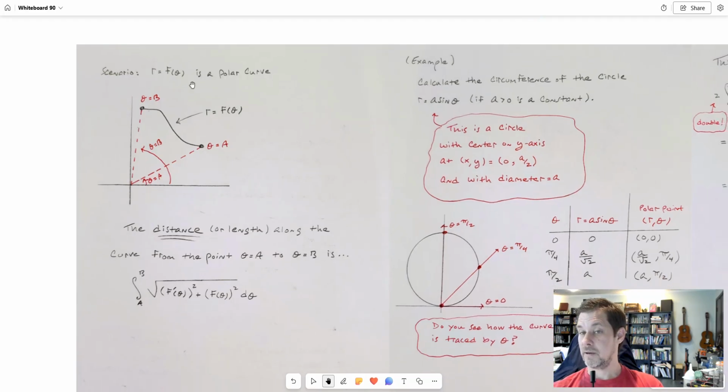Angles A and B are your boundaries. They define a segment or piece of that polar curve. They will be the bounds for your integral. And then we have the root of f prime of theta squared plus f of theta squared, f of theta being this original function, and f prime being its derivative. So that's how we'll do it.